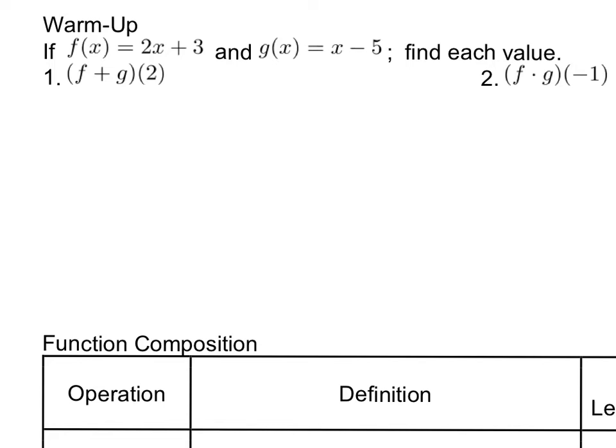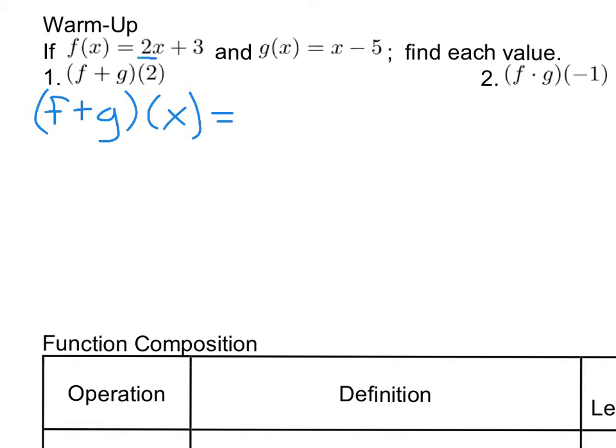In the first part of lesson 6.1, we learned how to add two functions together. So on number 1, we're going to do the same thing, but then we're also going to plug in 2 for x. So there are two ways to do this problem. You could add the functions together first, like we did in the last lesson.